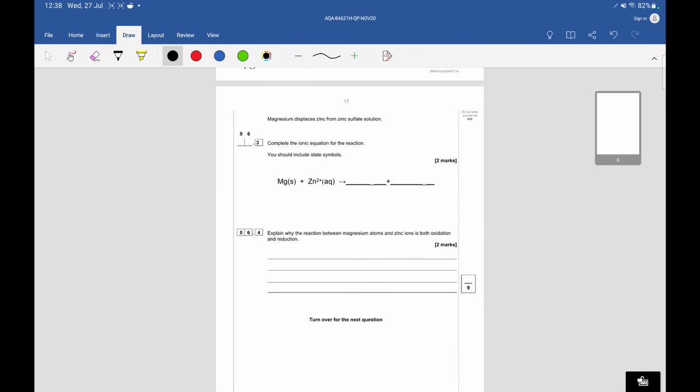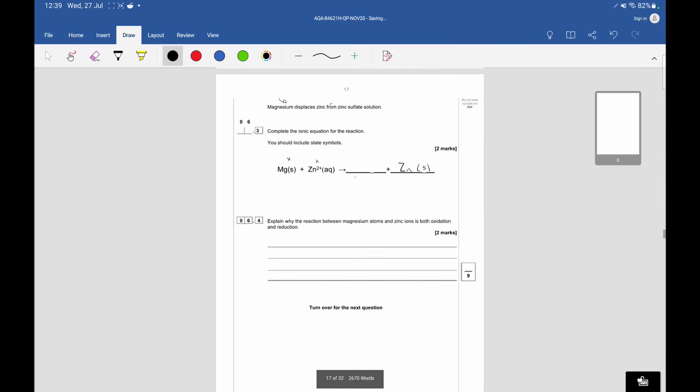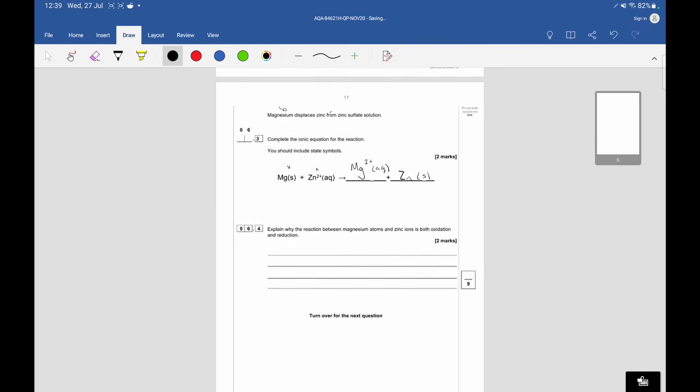Question 6.3 asks you to finish off this ionic equation. All we need to say is what's happened to these substances. We started off with magnesium and zinc, because magnesium has displaced zinc. The magnesium originally wasn't in a compound and the zinc was, and at the end magnesium will be in a compound and zinc won't. So the zinc will have been kicked out of the compound and will now be a solid, and the magnesium will now be an ion, which means it will be aqueous. That's how this always works when it comes to ionic equations.